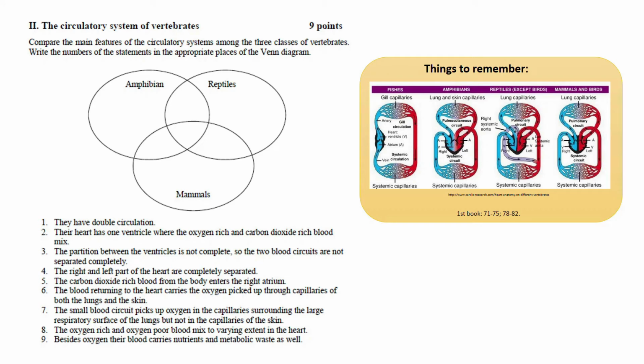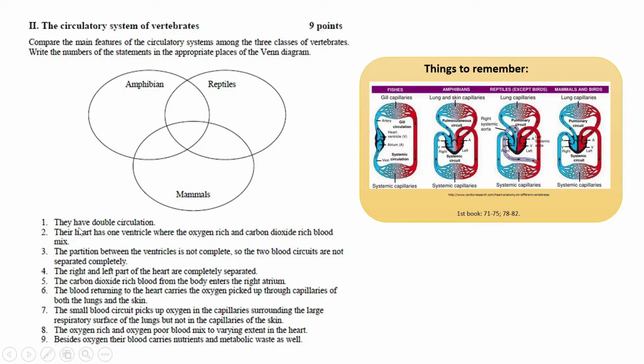Let's continue with the second exercise, circulatory systems of vertebrates. Compare the main features of the circulatory systems among the three classes of vertebrates. Write the numbers of the statements in the appropriate places of the Venn diagram. So we are going to work with amphibians, reptiles, and mammals, and it's very useful if you remember what you have learned about the heart structure and the circulation of fish, amphibians, reptiles, and birds and mammals.